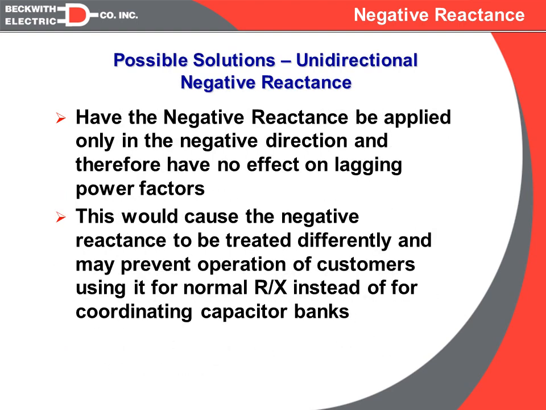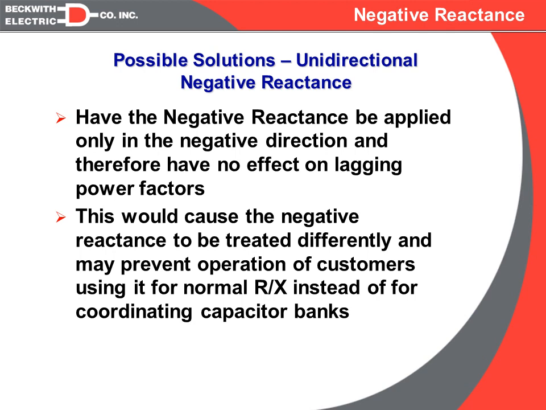Looking at the possible solutions, the first solution would be to have the negative X only be applied in the negative direction. So only apply the negative X for a leading power factor and have it to where it would have no effect on the lagging power factor. That way we could still use the negative X in the leading direction to raise the voltage to induce a capacitor bank to go off. But if we had a lagging power factor, it would not impact the band and therefore would not drive the voltage down during lagging power factors with no capacitor banks available.